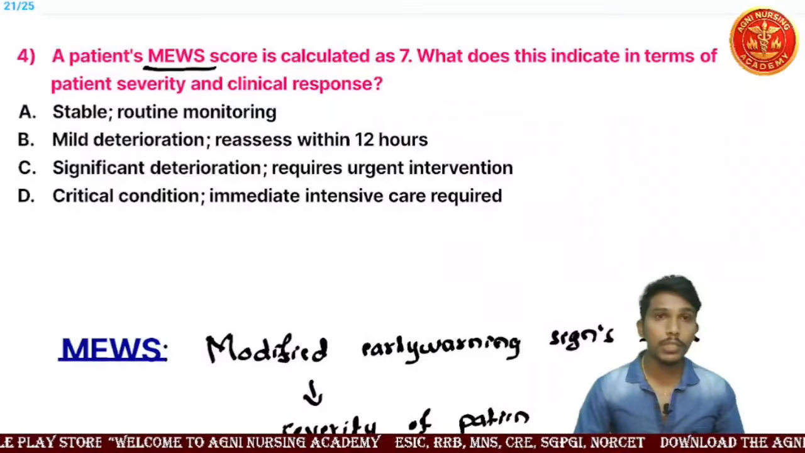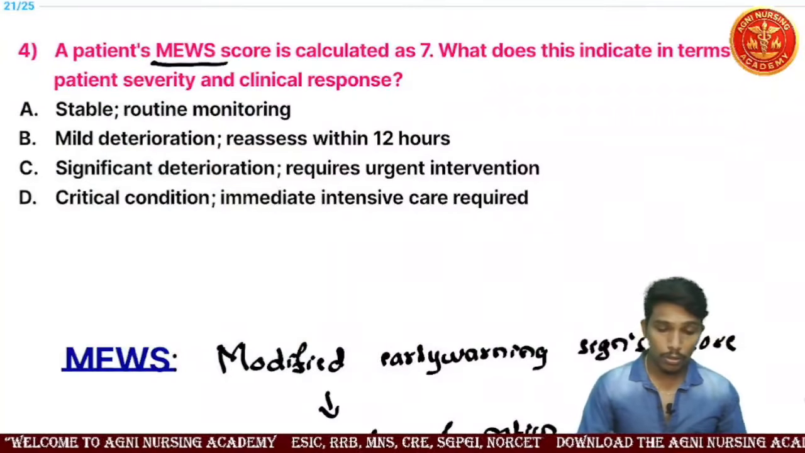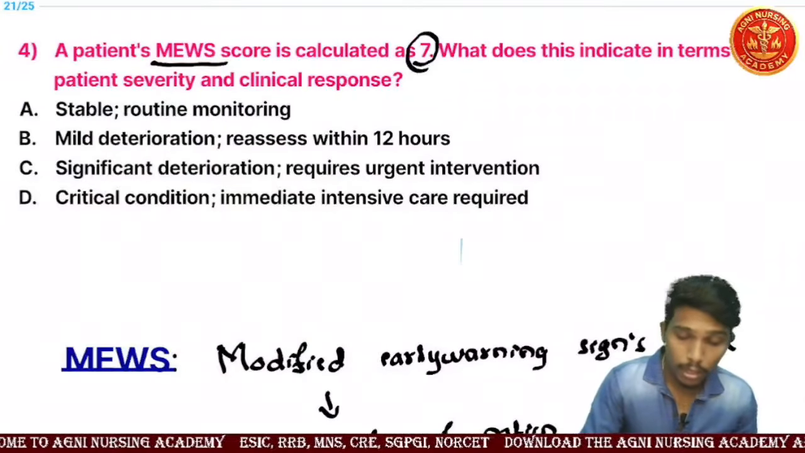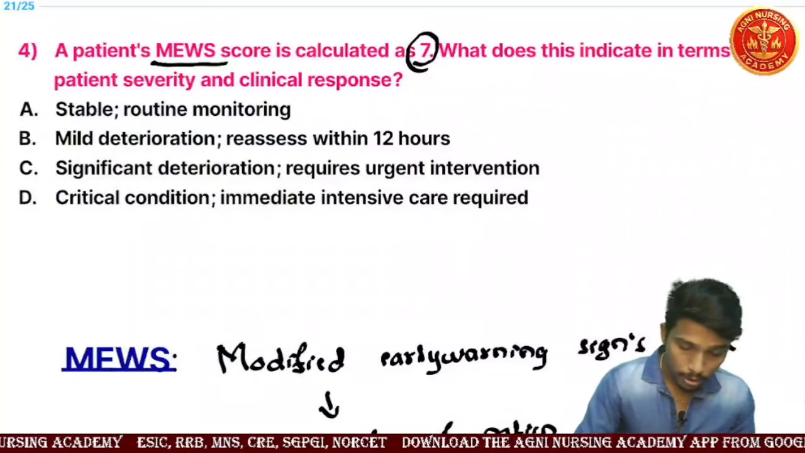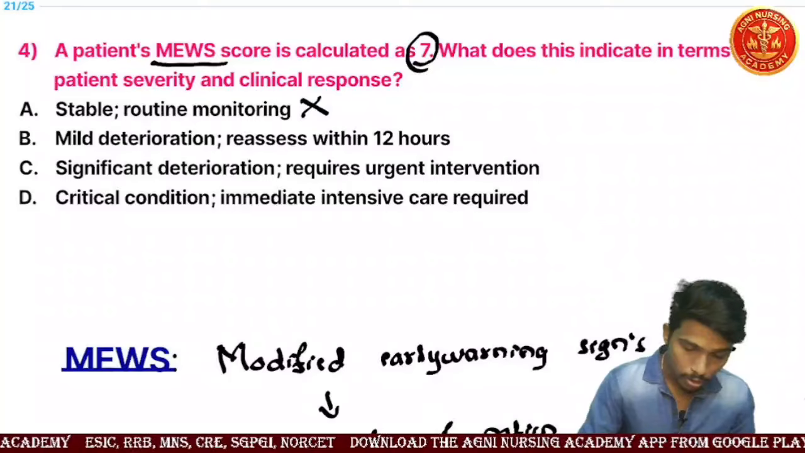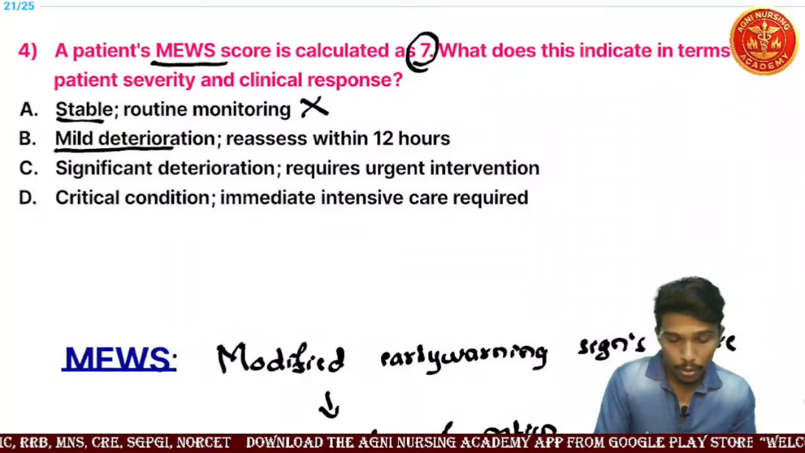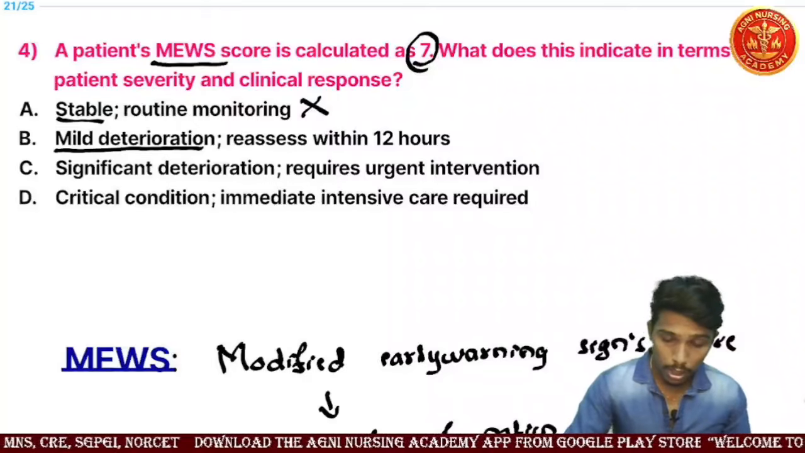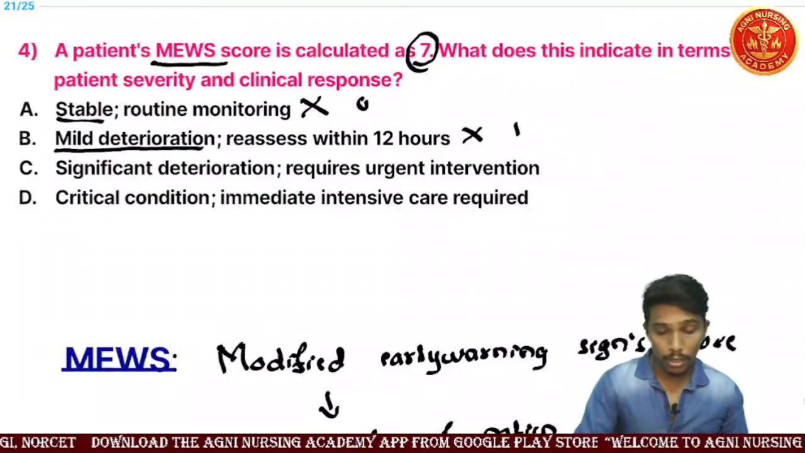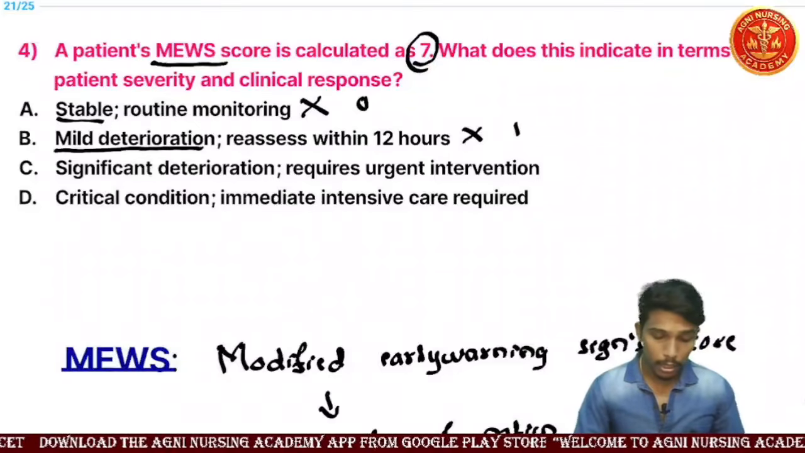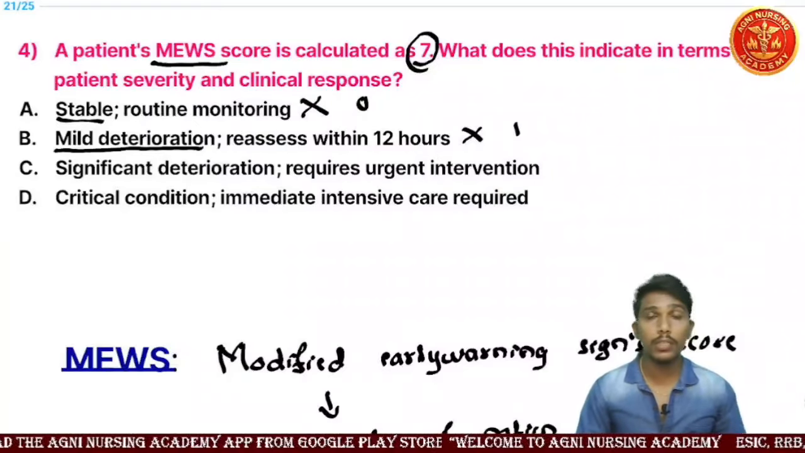Then coming to the options, option A is saying stable, routine monitoring. Here they have given a score of 7, which is more than 4. So the answer of option A is wrong. It is not stable. Here mild deterioration is given, so this is also wrong. The MEWS score is 7, not 1. Here 0, significant deterioration and critical condition. Here there is confusion because the patient is in a severe condition.